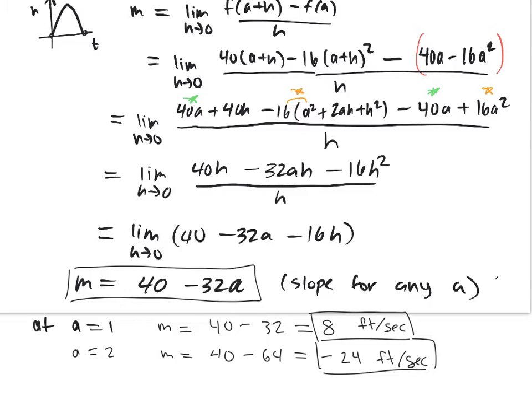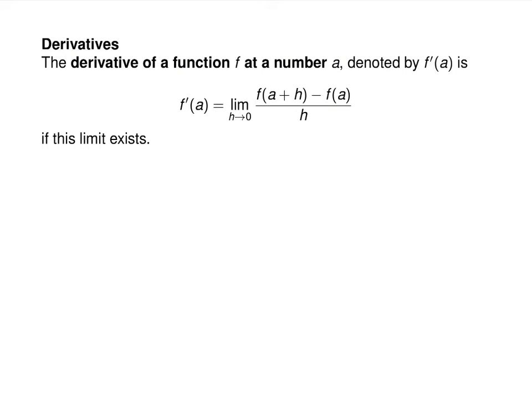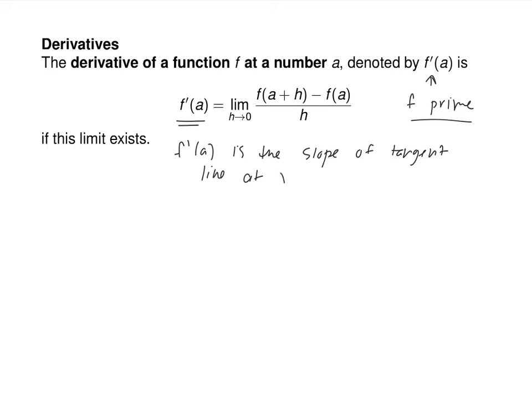So this thing comes up so often, it has a name. It's called the derivative. One notation is F with a little apostrophe, read F prime. I'm just going to say F prime without realizing that I'm doing it because I've done this so much, okay? And so F prime of A is the slope of the tangent line at x equals A.